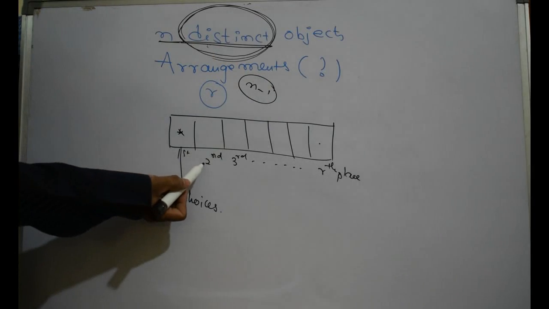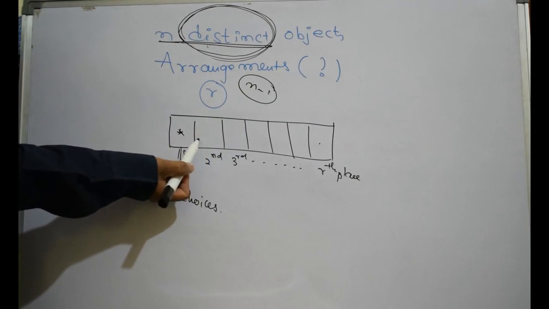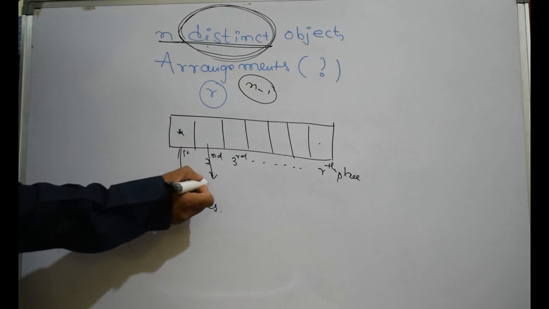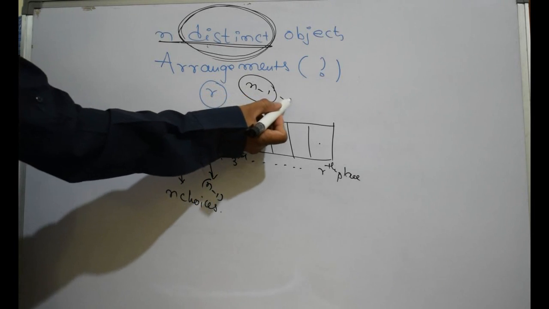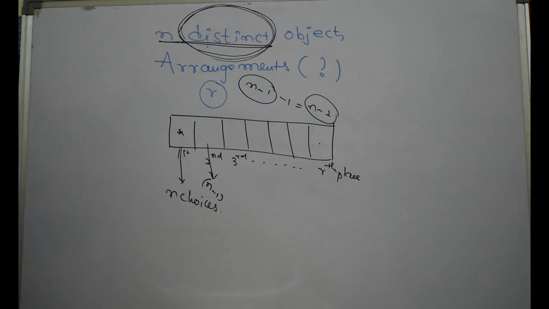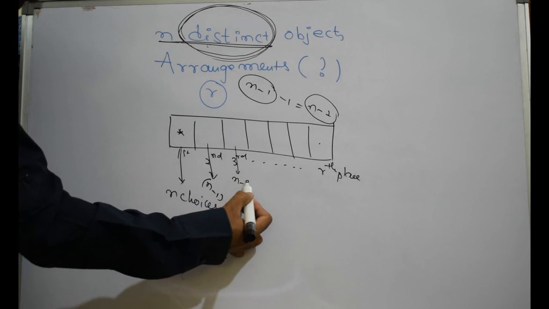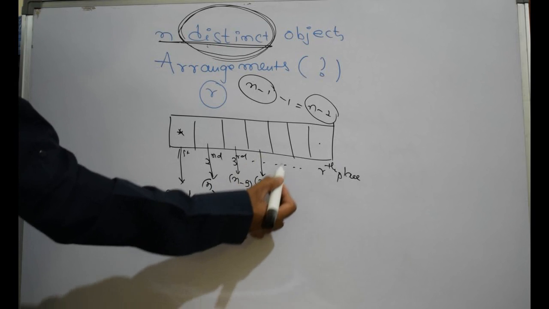Now for the second place, any one of the objects from the remaining can be arranged here. So how many possibilities again? N minus 1 choices. Whenever you use 1 more object, there is 1 more less. Therefore how many objects are left now? N minus 2 distinct objects remain. So for the third place, we have how many choices? N minus 2 choices. For the fourth place, like this if you continue, N minus 3 choices.